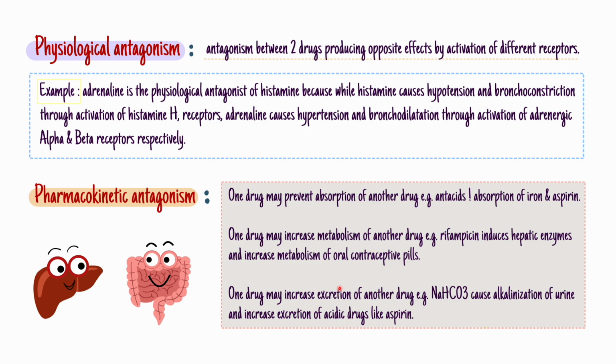For excretion, we have, for example, NaHCO3. It causes alkalinization of urine and increases the excretion of acidic drugs like aspirin. Also, we have a different example. Aspirin competes with methotrexate for renal excretion, and as a result, it increases the toxicity of methotrexate.